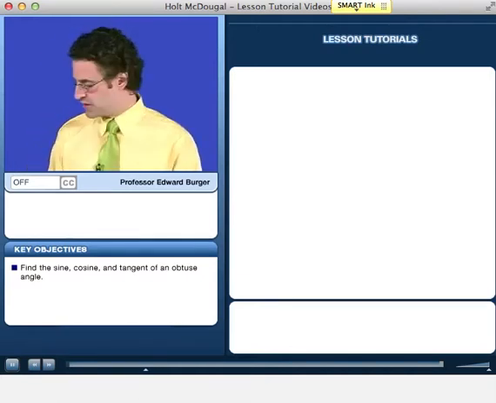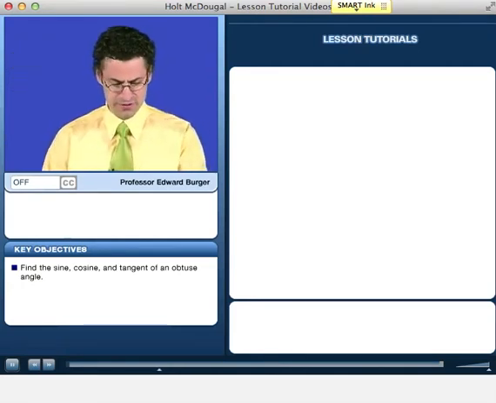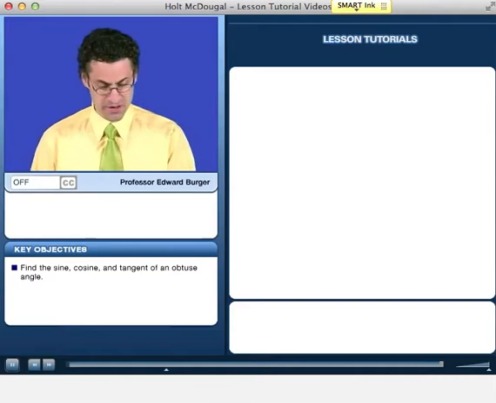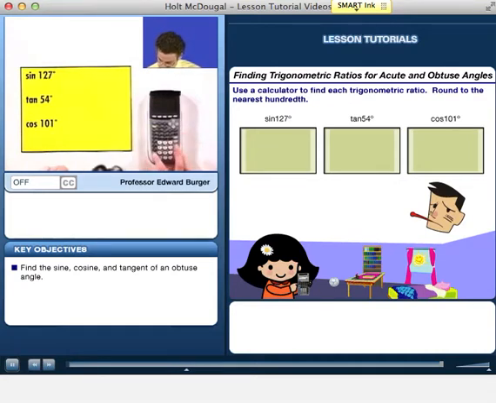And so just to show you that, in fact, we can do this, I just want to find the trigonometric functions of a lot of different angles. Look, 127, that's huge. 54 is not a big deal, but 101, I had a fever like that once. So let's just turn on the calculator and do some quick calculations.